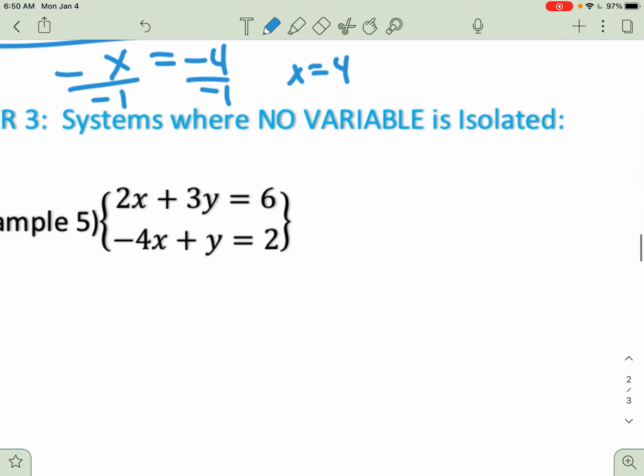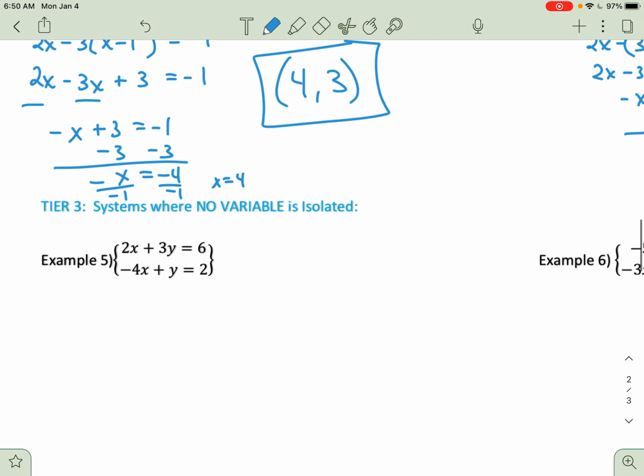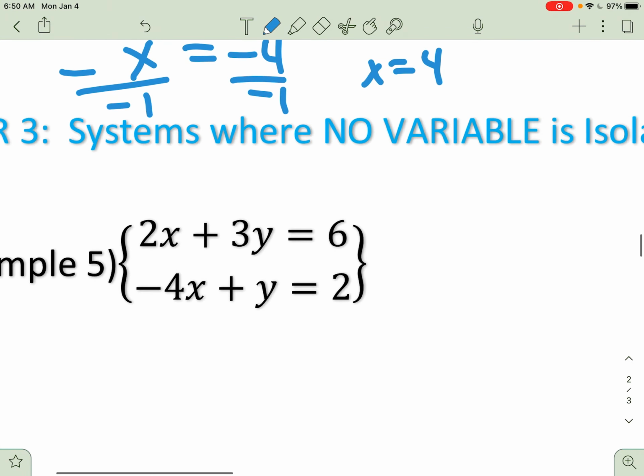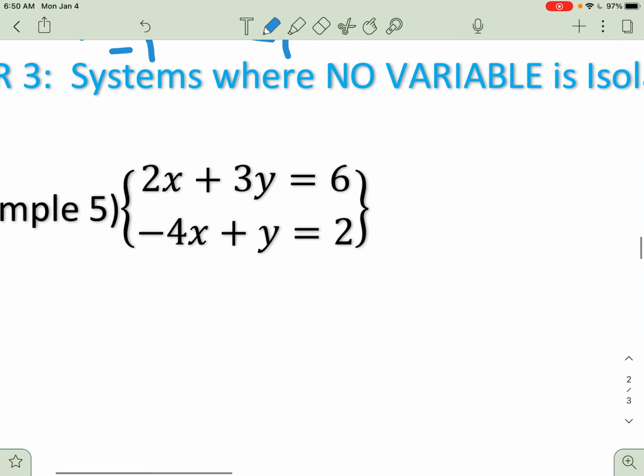Systems where no variable is isolated. All right, this one's kind of a pain in the butt because as you look at these equations, y is not by itself. It's got this 4x over here, 2x plus 3y. It's not by itself. So in a problem like this, it's probably easier to use elimination method. But for today, we're only working with substitution. So what we're going to do is take one of these equations and isolate for a variable.